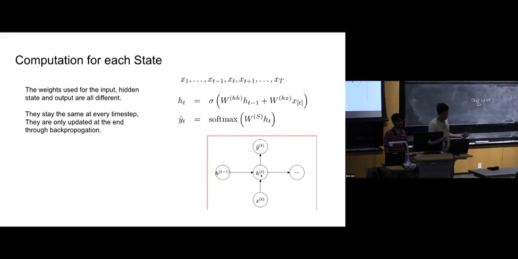So the main thing to know from this is that the weights used for input, hidden state, and output are all different, but they're the same at every time step, and they're only updated at the end through backpropagation.